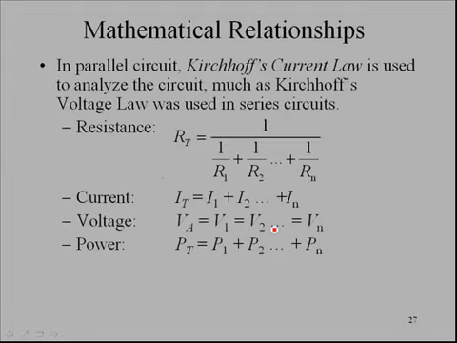And then we have some formulas, mathematical relationships. In parallel circuits, Kirchhoff's current law is used to analyze the circuit, much as Kirchhoff's voltage law was used in series circuits. And so here we have the formula for parallel resistance. We'll be applying this in just a couple moments. And then here we have the current relationship. The current will be I1 plus I2 plus I3, etc. The voltage, the applied voltage, will be the same across V1, V2, and on and on. The power dissipation will be the sum of the power dropped across all components.